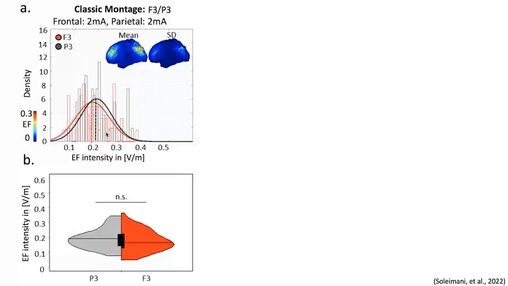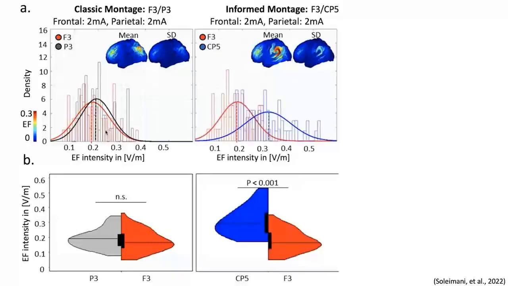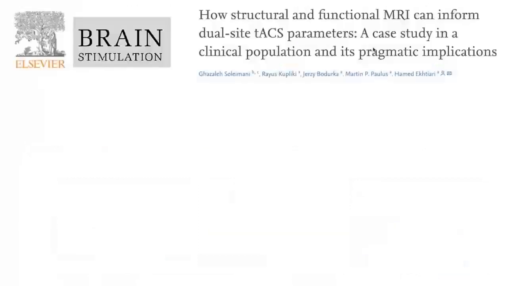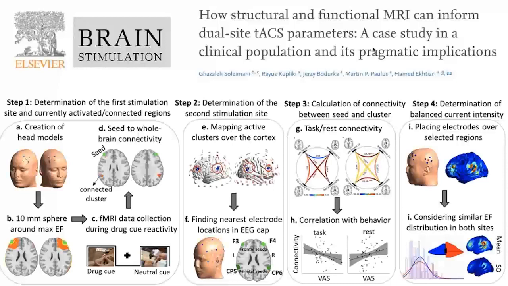And even when we change the montage, the distribution could be quite different when we use the same level of current in both sides. So we might even need to optimize the amount of current that we put in each side if we want to have a sort of balanced stimulation in both sides. So there are lots of discussions in terms of how to optimize the dose at the individual level and also at the group level. And we recently published a paper discussing the challenges of these optimizations.